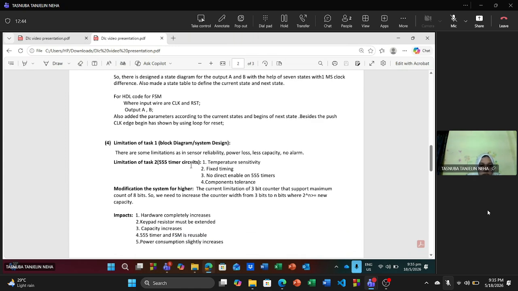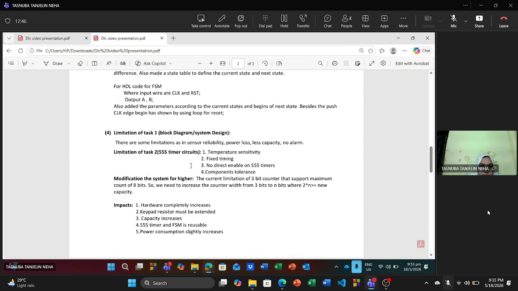In question 4, we added some limitations of task 1 and task 2. There are some limitations in task 1 such as sensor reliability, power loss, limited capacity, and so on. In task 2, we have some limitations such as temperature sensitivity, fixed timing, no direct enable, and 555 timer component tolerance.